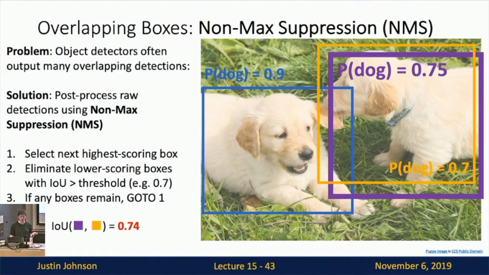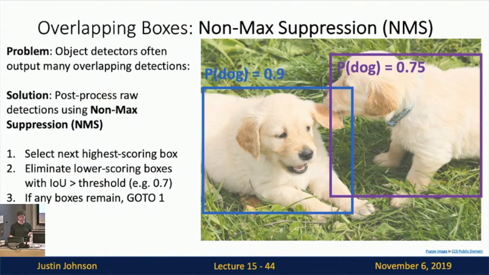And then after eliminating the orange box, we go back to step 1, and we choose the next highest scoring box that was output by the detector, which in this case is the purple box with a P of dog at 0.75. We then again compute the IOU between that next highest box and all the other lower scoring boxes. In this case, there remains only one lower scoring box, which is the yellow box, and these have an IOU of 0.74. So we would eliminate the yellow box, and the final outputs from our object detector would be this blue box and this purple box that are now fairly separated and don't have high overlap.